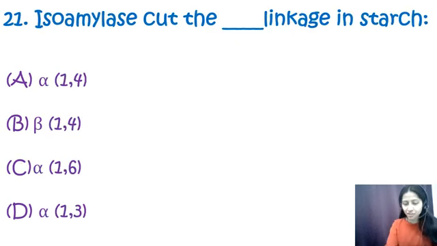So next, question number 21. Isoamylase cuts the dash linkages in the starch. So alpha 1,4, beta 1,4, alpha 1,6, or alpha 1,3. The correct option is C, that is alpha 1,6. Isoamylase is a starch debranching enzyme which cuts at the alpha 1,6 linkage in starch, and this enzyme plays a crucial role during the breakdown of alpha polyglucans such as amylopectin. So the correct option is C, that is alpha 1,6.